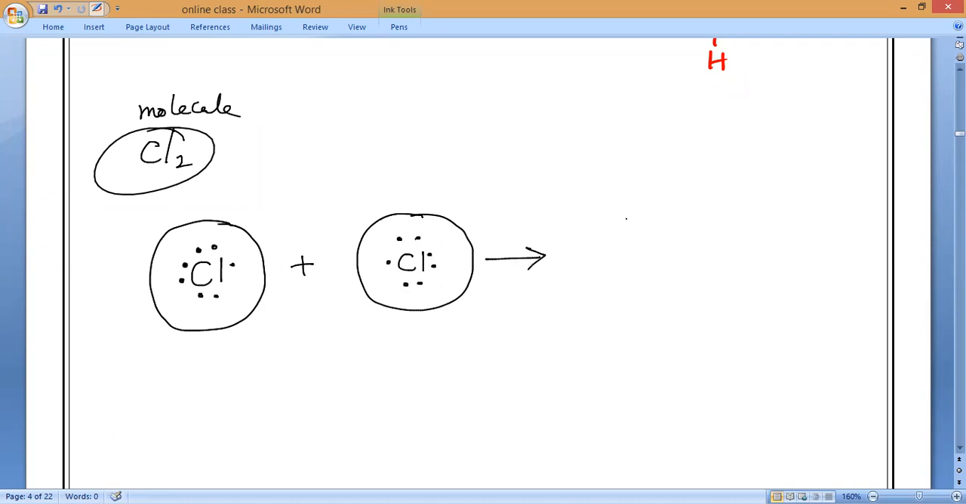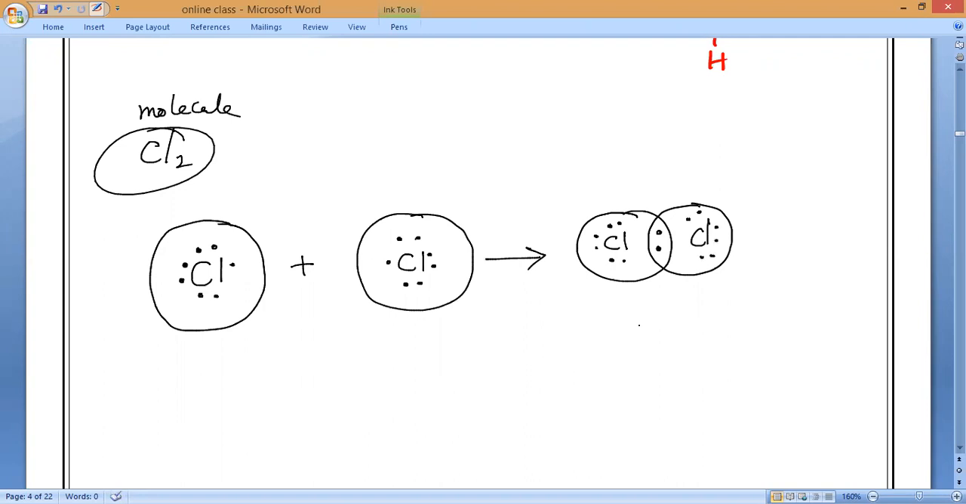So when they combine chemically, which bond will form? Single bond or double bond? Single bond will form. And lone pair of electrons, unshared pairs of electrons, how many remaining? Three pairs. If you are not representing these three pairs, your entire answer is wrong.